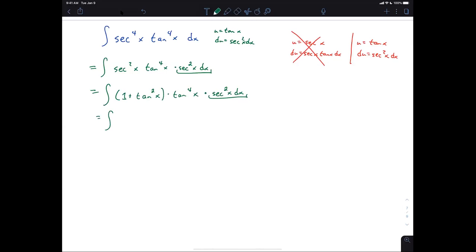So now we get the integral of 1 plus u squared times u to the fourth times du. And now you distribute. And now it's 1/5 u to the fifth plus 1/7 u to the seventh plus c, and u is tangent. So we get 1/5 tangent to the fifth plus 1/7 tangent to the seventh plus c, and that's the answer.